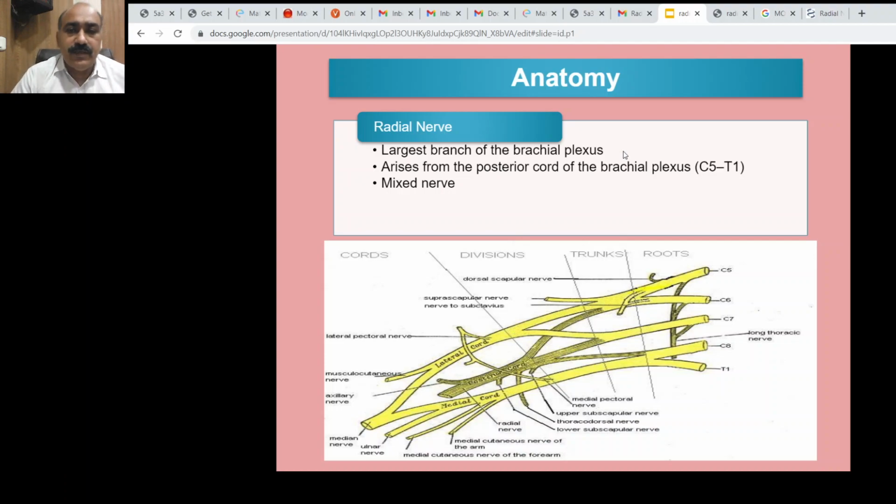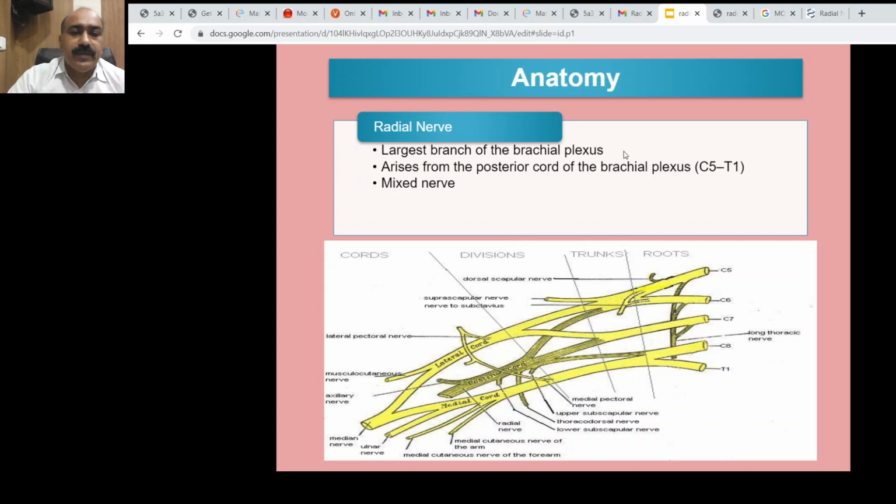Today we will study injuries of the upper limb. Our learning objectives will be to study the applied anatomy, their anatomical course, their motor function, cutaneous innervations, and clinical correlation of damage to the nerves. Upper limb has basically three nerves: radial, median, and ulnar nerve. Today we will study in part 1 radial nerve.